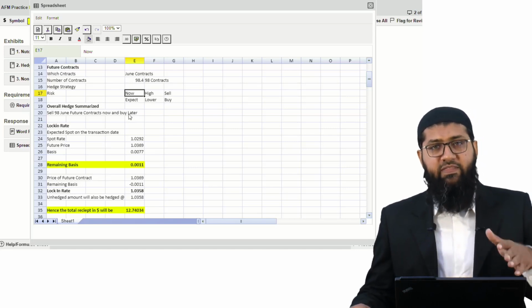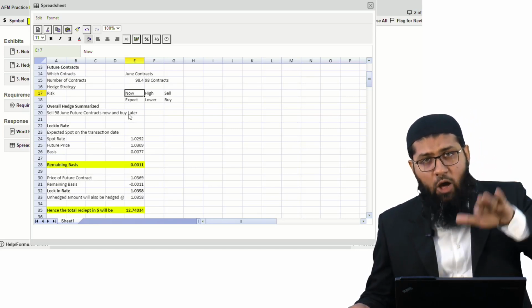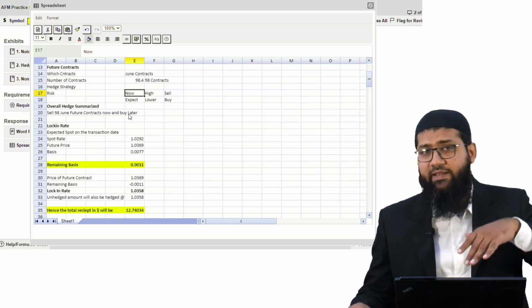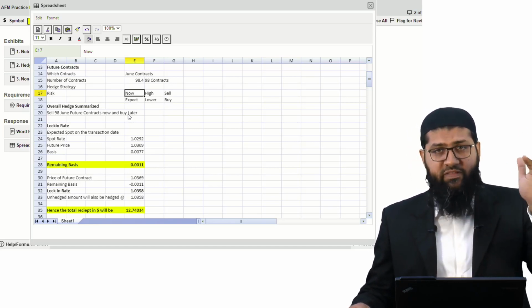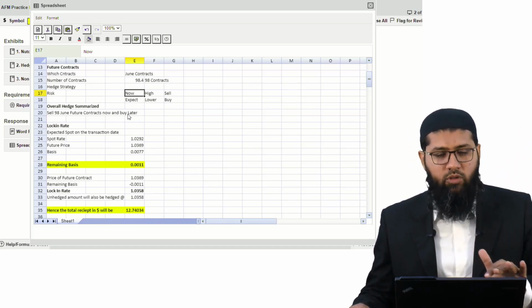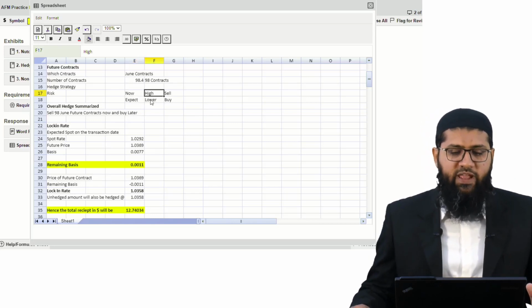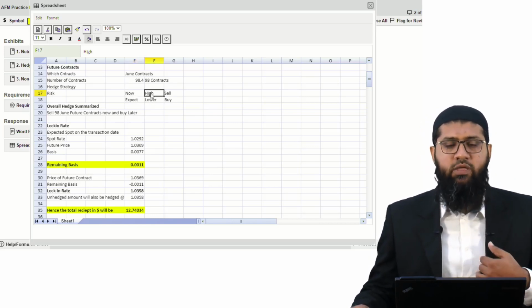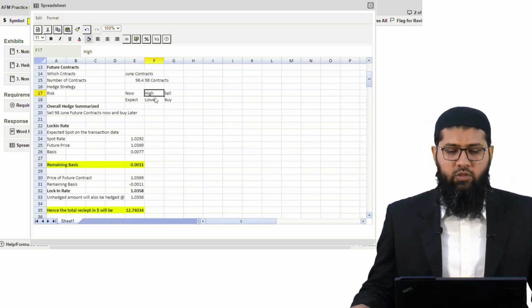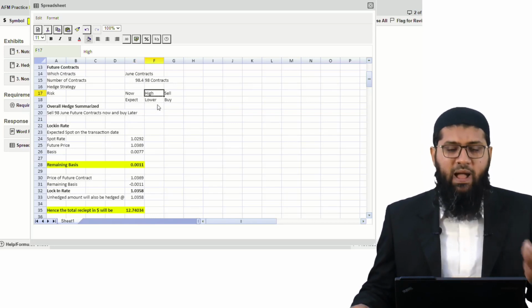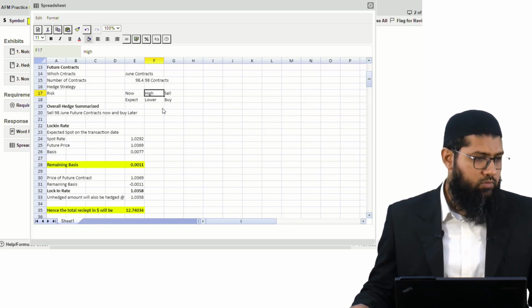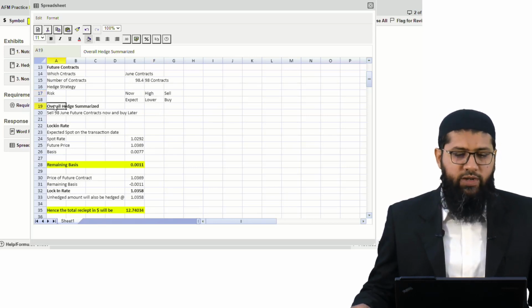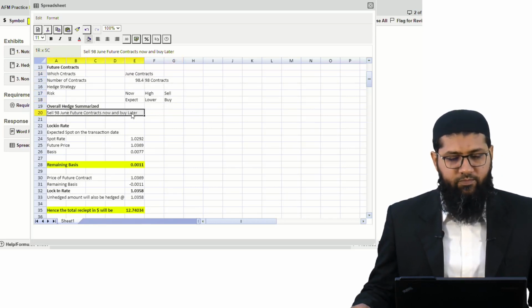Now the risk is that the exchange rate will go down. Your risk is not that the exchange rate will go up. Your risk is exchange rate will go down. So that means you are expecting the exchange rate is high right now. It will become lower later on. So it's high right now, sell right now. It will become lower later on, you buy later on. That's why we do it. So overall 98 contracts, June contracts, and sell now, buy later. That's why it is.